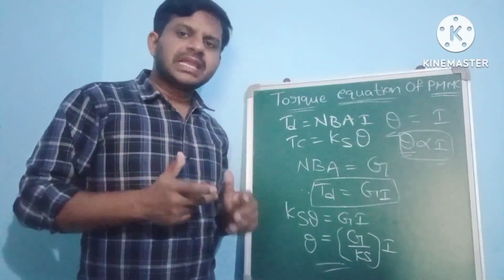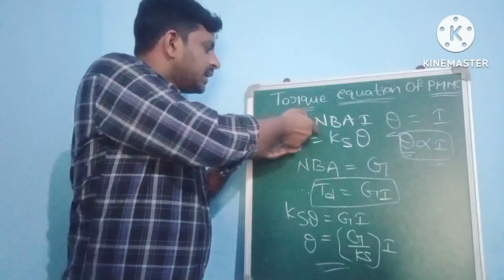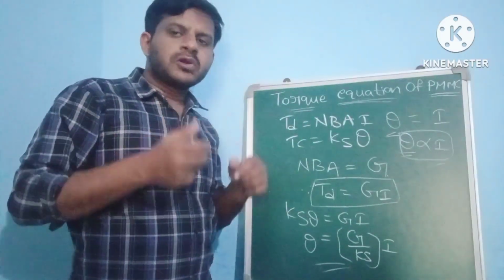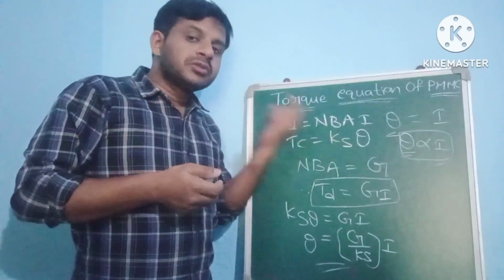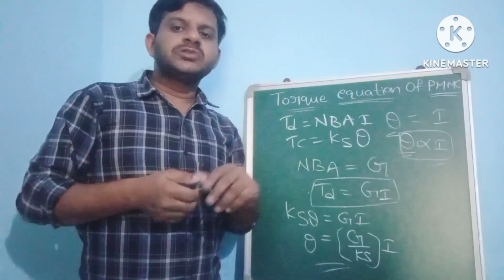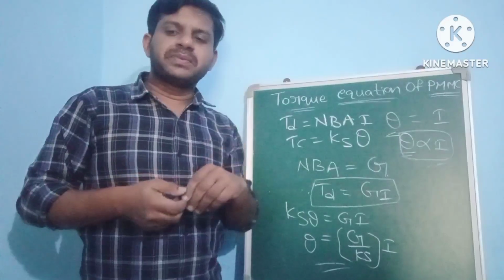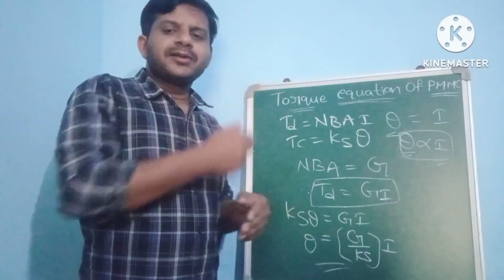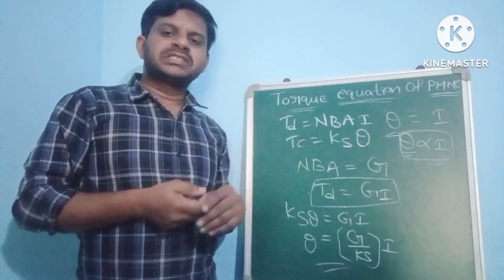Initially, we represented both the deflecting torque and the controlling torque. From those two torques, we expressed that the scale is uniform in the case of PMMC instruments. That is what we justified here. So these are the torque equations of PMMC instruments.